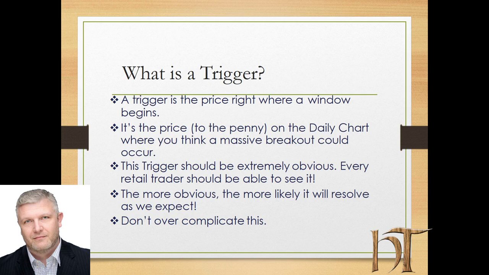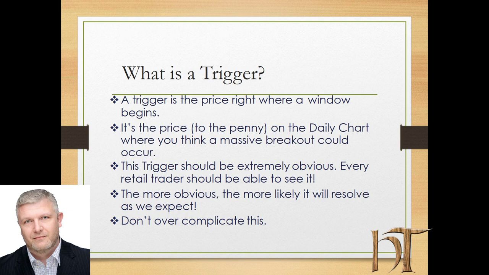At the top and bottom of each window is a trigger. A trigger for me is just a price where we break that price. It's the price we get into a window. So what's the difference between a trigger and a resistance point? Well, basically the same thing.